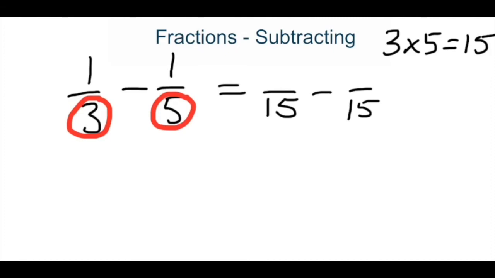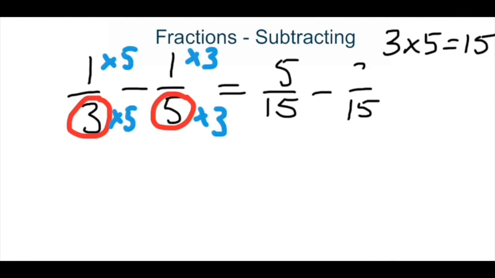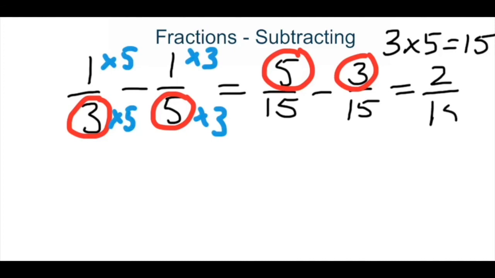So again, I times both my numerator and the denominator by the other fraction's denominator. So here I times my 1/3 by 5 on both the top and the bottom, and I times my 1/5 by 3 on both the top and the bottom. So now I have my two fractions with a common denominator, and I can just do 5 minus 3 and write the result over 15, which is 2 over 15.